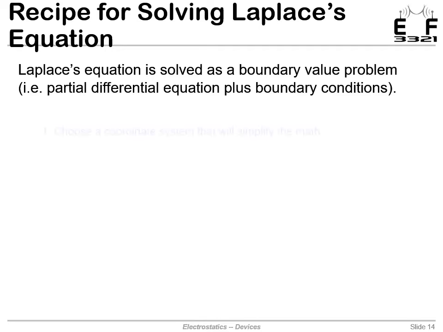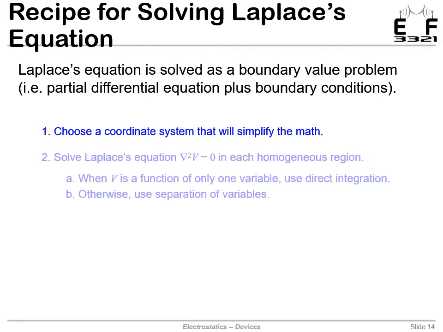So here's the recipe. We'll choose a coordinate system. If your device looks like a cylinder, we'll choose cylindrical coordinates. If it looks like a block, we'll choose Cartesian coordinates. This should be pretty much habit by now. Then we go ahead and actually solve Laplace's equation for every homogeneous region in your device. Hopefully this is only one, but if there's multiple, then you have to solve Laplace's equation multiple times. Now, for one-dimensional problems, we can actually solve Laplace's equation by direct integration. If not, then we have to use separation of variables, and the math is a little bit more complicated. But we'll go through all this when we get to the examples.